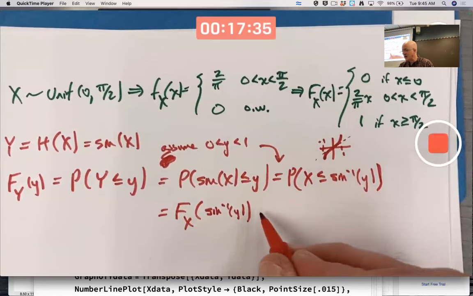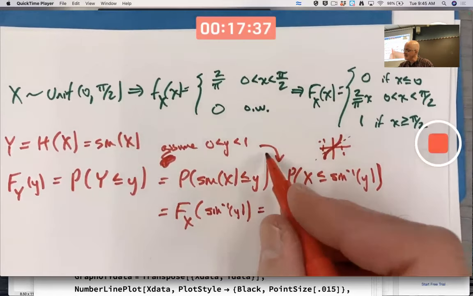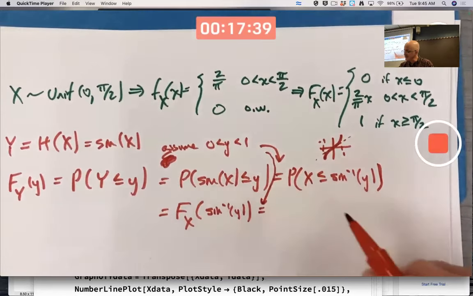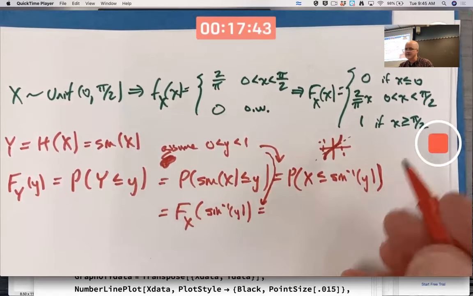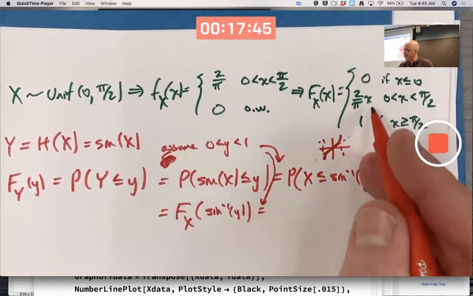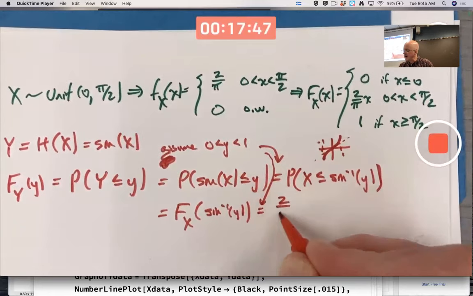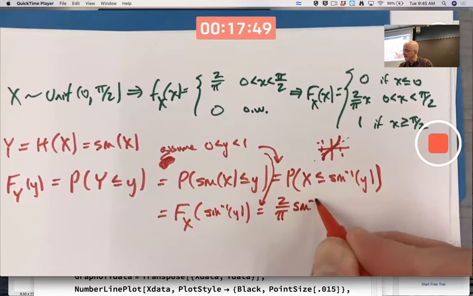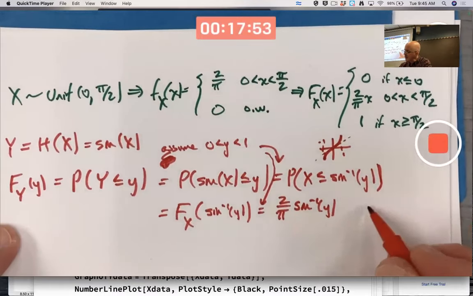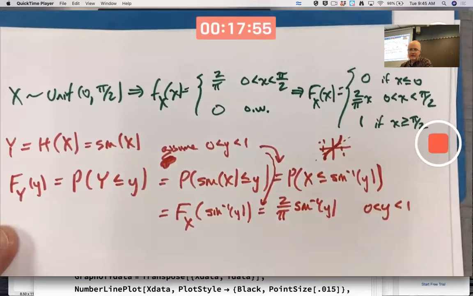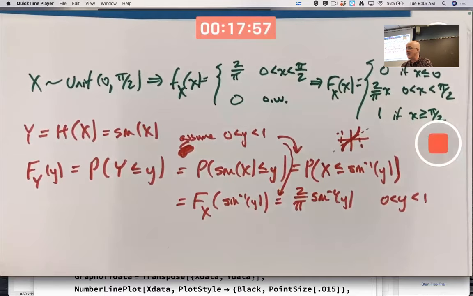And I guess here's where I'm really using the fact that y is between 0 and 1 fully, in saying in that case, the inverse sine of y is between 0 and pi/2, and therefore I can use this formula and get 2 over pi times the inverse sine of y. Y is between 0 and 1. It would be 0 when y is less than 0 and 1 when y is greater than or equal to 1.